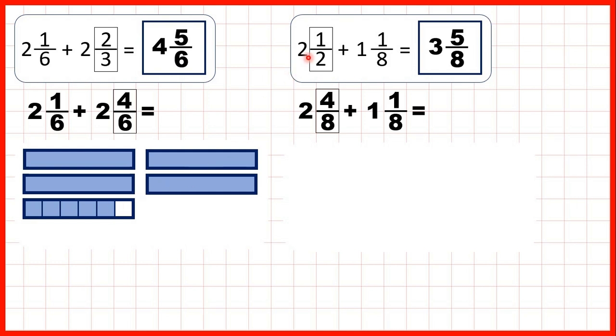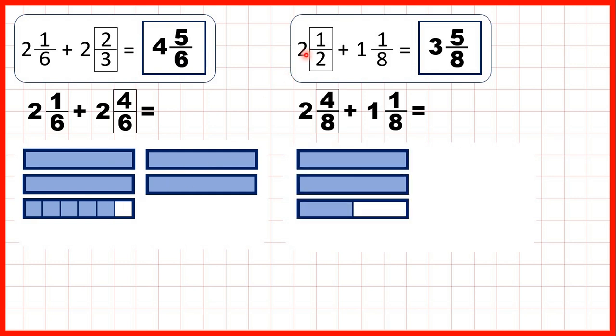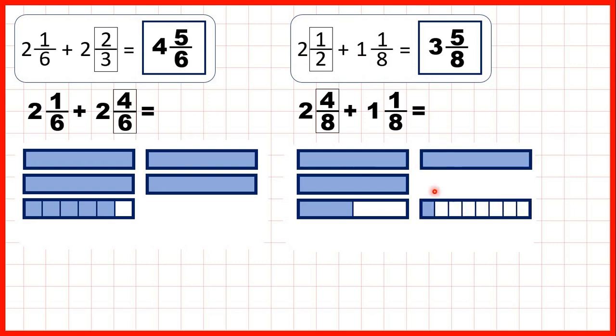Then for this question, we started with 2 and a half and we were adding 1 and 1/8. We changed the 1/2 into 4/8, which meant we could add the 1/8 to get 5/8 as our fraction, then adding the 1 whole gave us 3 wholes, so that's 3 and 5/8.